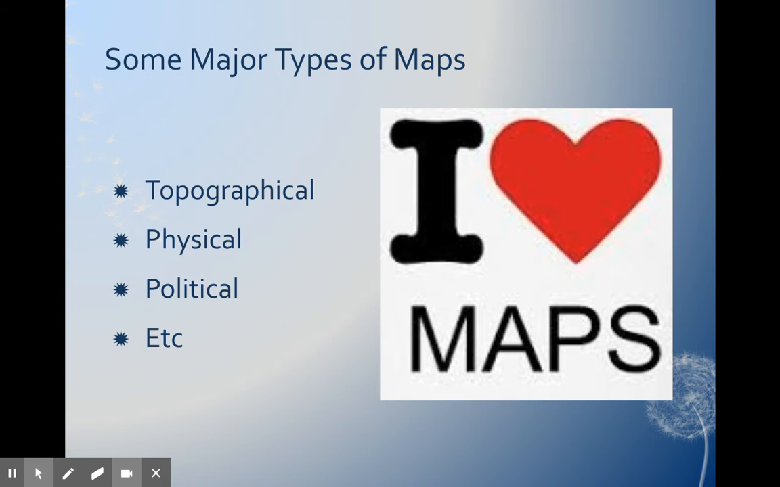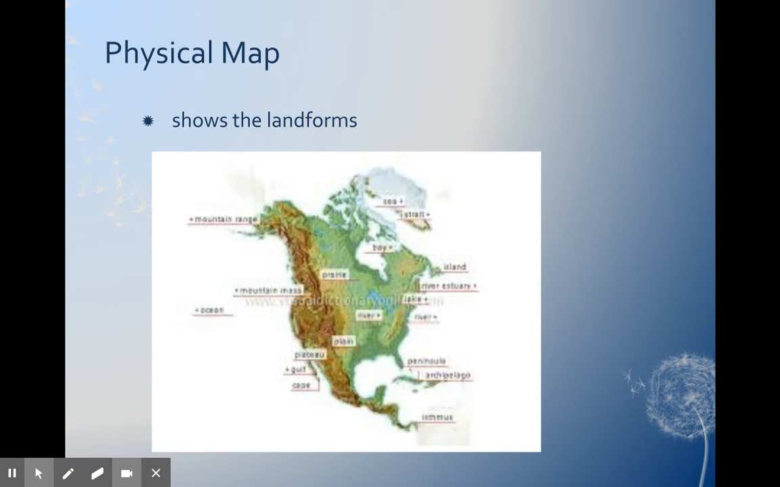Let's take a look at some major types of maps. Three major types we're going to focus on, and there are many more than this, are topographical, physical, and political maps. The first, a topographical map, just shows the landforms, kind of what we covered before, and showing these major features, rivers, streams, mountains, lakes, gulfs. These will be in a physical map. And most units will start out looking at a physical map. For example, we'll cover a physical map of the United States.